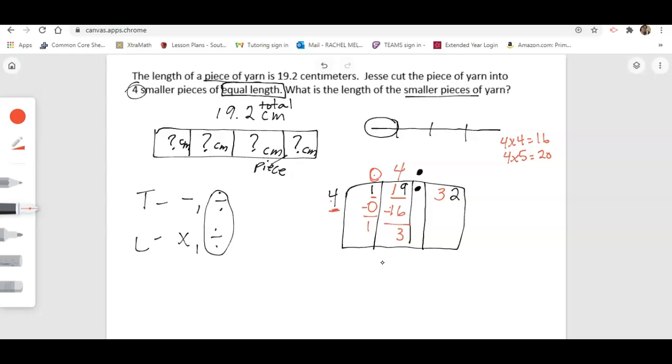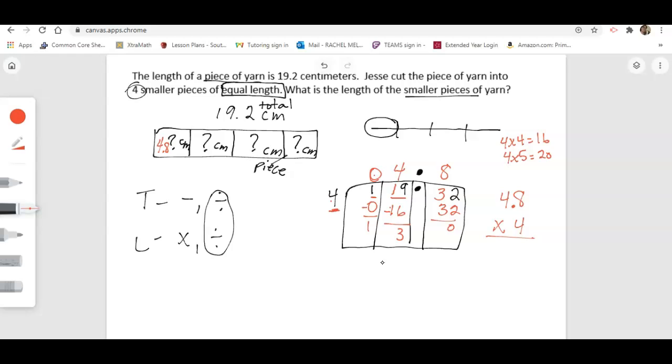So again, we're still making groups of 4. How many groups of 4 can I get out of 32? That would be 8. 8 times 4 is 32. And I have nothing left over. So what that's saying is that this is 4 8/10. Okay? Now remember, I can check this by doing 4 8/10, taking our quotient times our divisor, which is 4. And if I did it correctly, I should get that 19 2/10 that we started with.